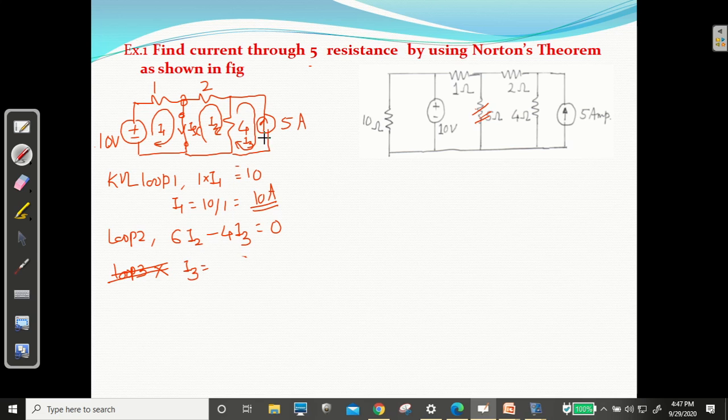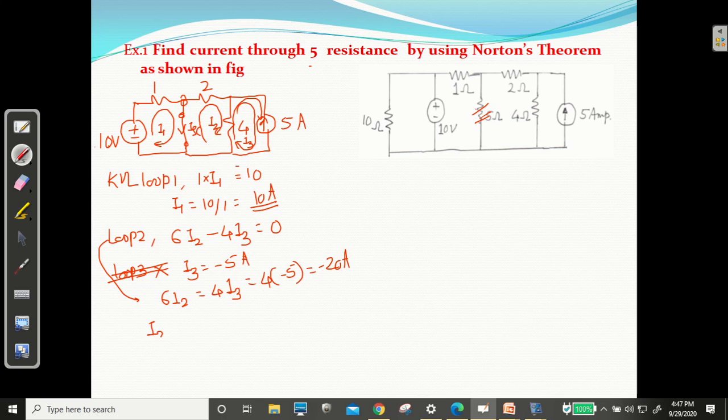I3 कितना है? देखो I3 5 एम्पियर ऊपर जा रहा है और I3 डाउनवर्ड है. So I3 कितना है? Minus 5 ampere, right? So from 2, 6 I2 equal to 4 I3, equal to 4 और I3 की वैल्यू कितनी है? Minus 5. So minus 20 ampere.